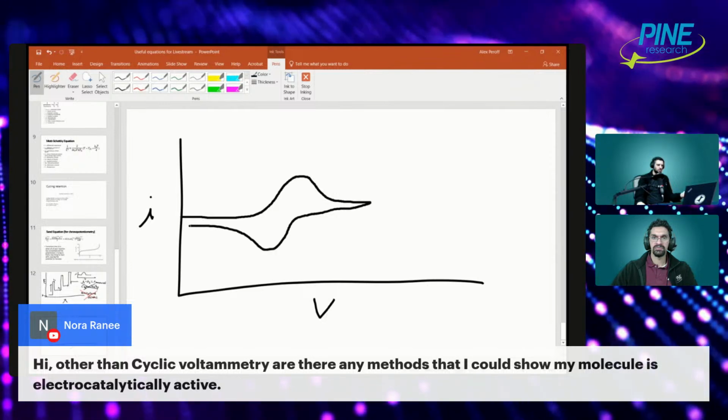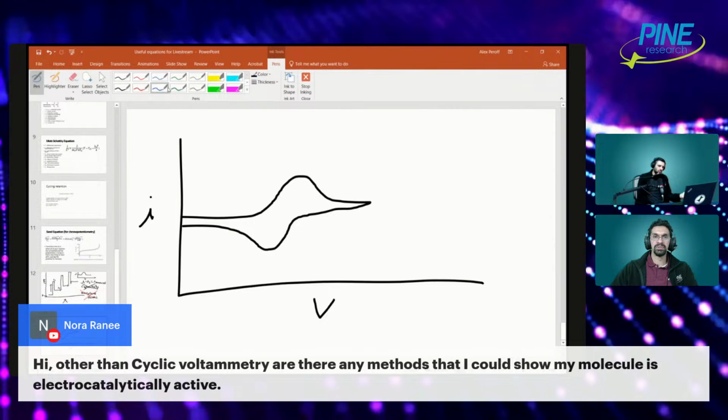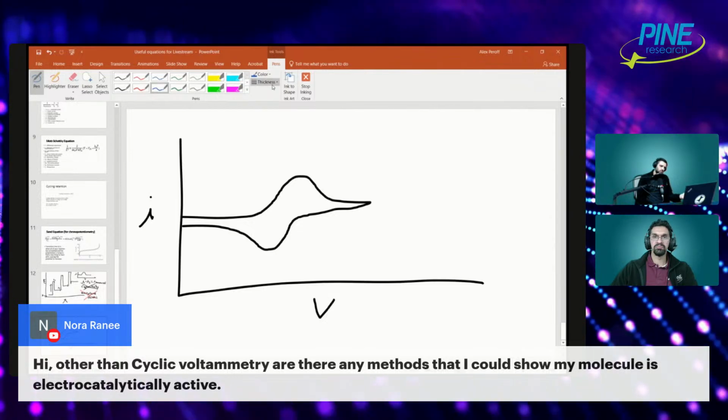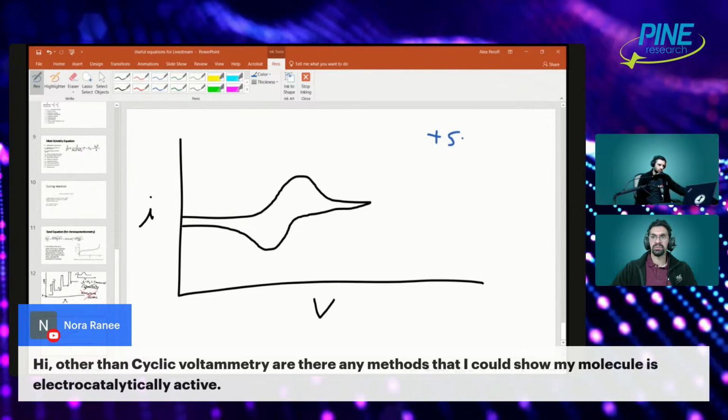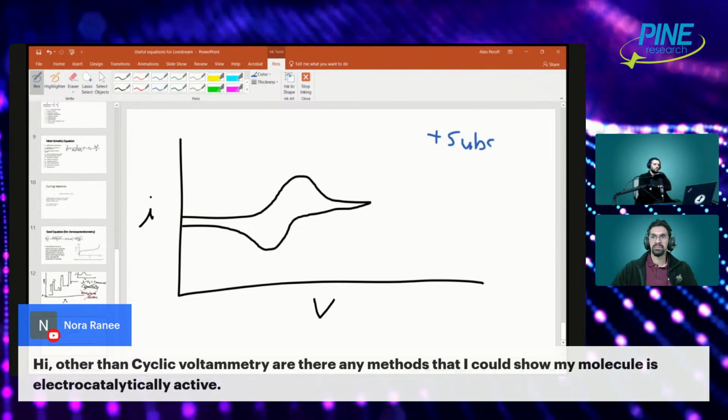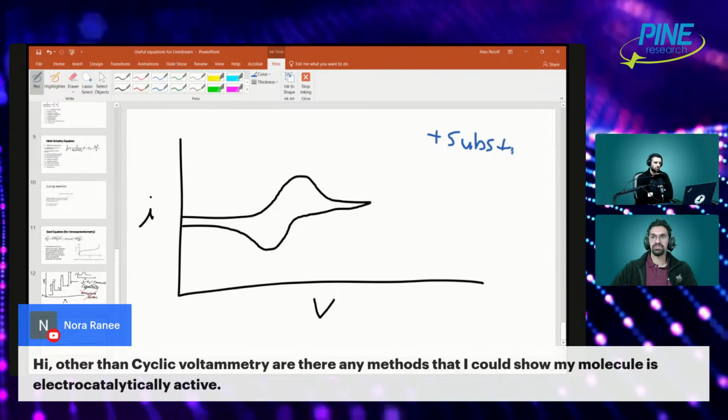All right. And then it's plus substrate, right? Whatever your thing is, catalyzing substrates.